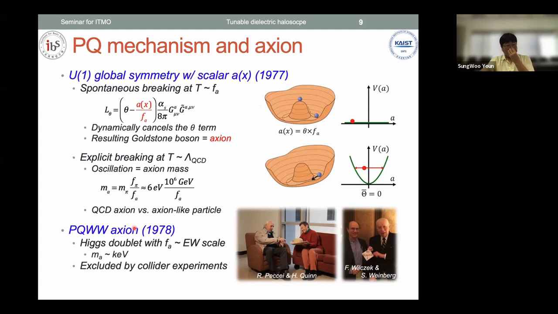They assumed that there would be an additional Higgs field, and the global symmetry is broken at the electroweak scale, which corresponds to an axion mass of about keV range. They right away hooked up to some experiments, but they didn't see any signal. That's why this standard axion was excluded pretty much right away.